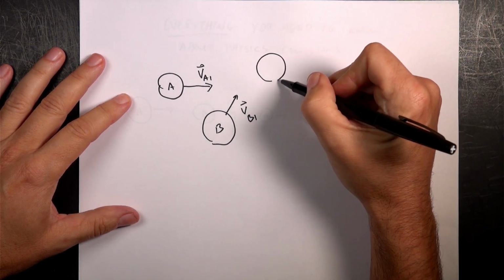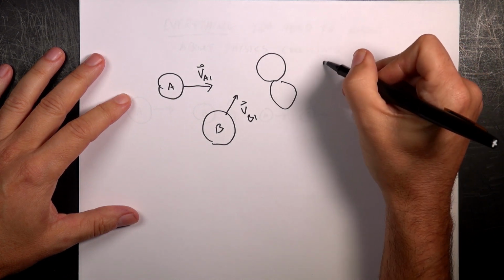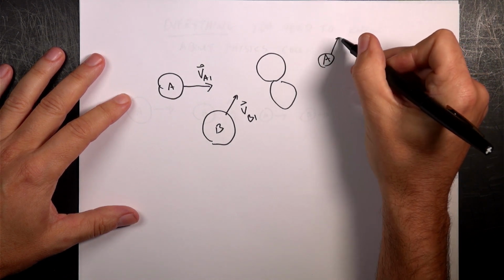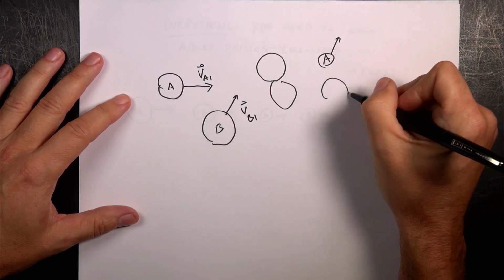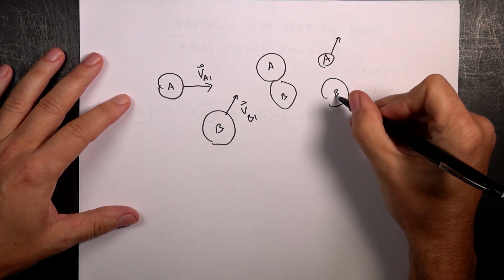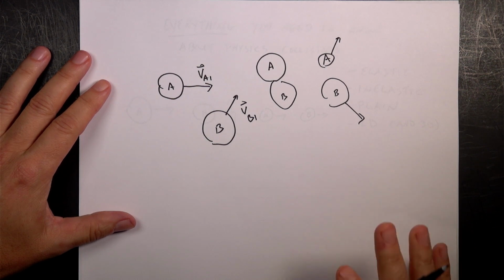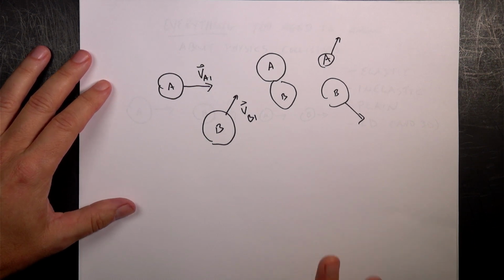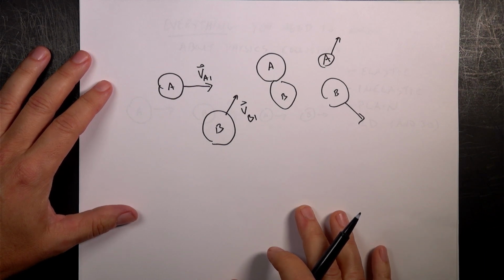So let's say they're right here, they're in contact, and then afterwards A goes off like this, and it even changed size, see, it got smaller, and then B goes off like this. So we actually don't want to look at the velocity. I drew the velocity as a little introduction, but we want to really consider momentum and the momentum principle.